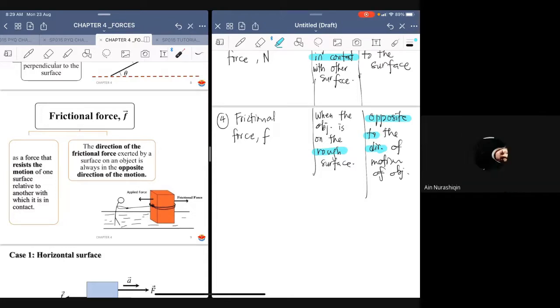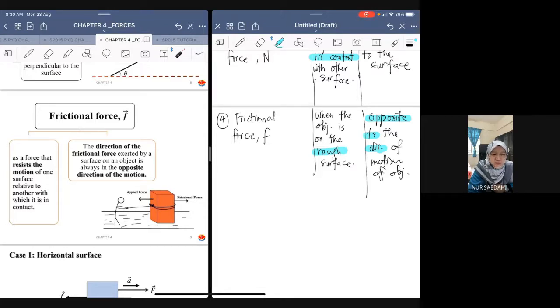Ada dua kan madam, yang FK dengan FS. Static friction and kinetic friction, betul. Okay, sebab kita ada static friction and kinetic friction. Static friction ni untuk objek yang tak bergerak lah, tapi still ada friction. Okay, kalau objek tu bergerak, so dia ada kinetic friction. Okay, so maksudnya rough surface sahaja, tak kisahlah dia bergerak ke tak bergerak, as long as dia berada di rough surface, so akan ada frictional force.